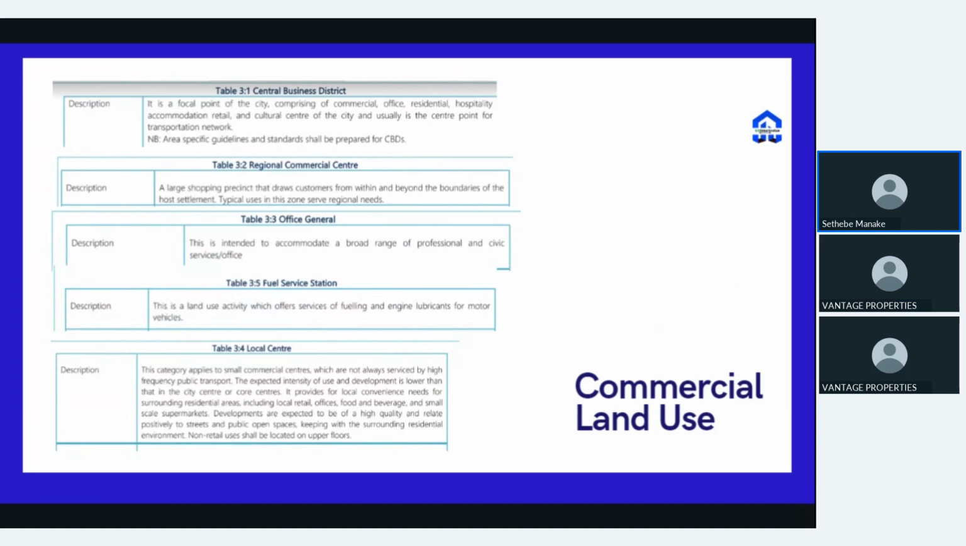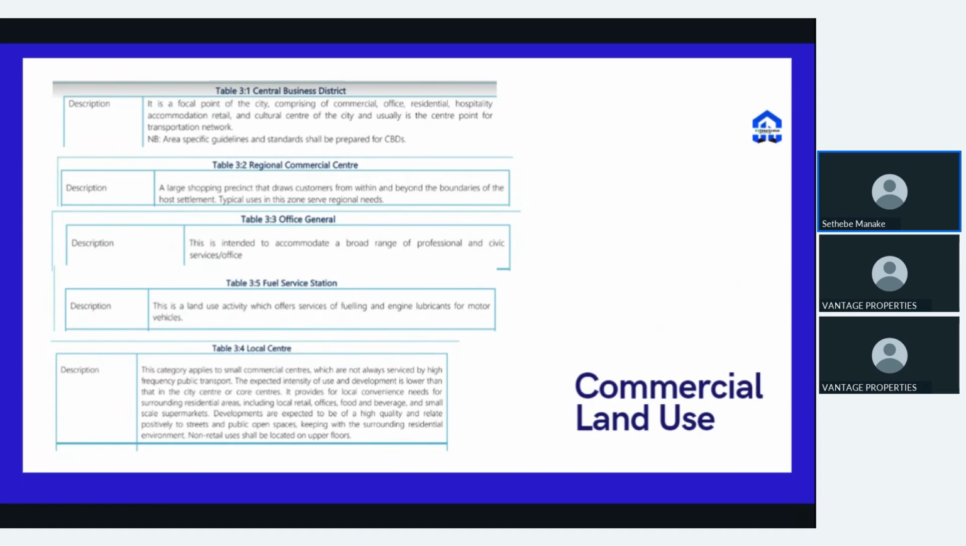So for instance, the CBD is that entire land parcel, the Central Business District, right? It's a focal point in a city or a town. And then you have different uses, commercial, residential, office, in that entire Central Business District. That's a big one. And then level 2, regional commercial center.